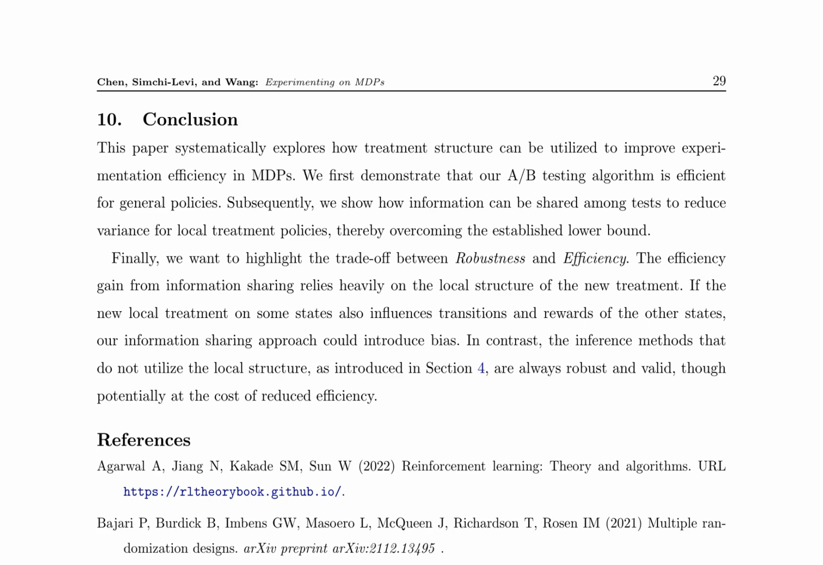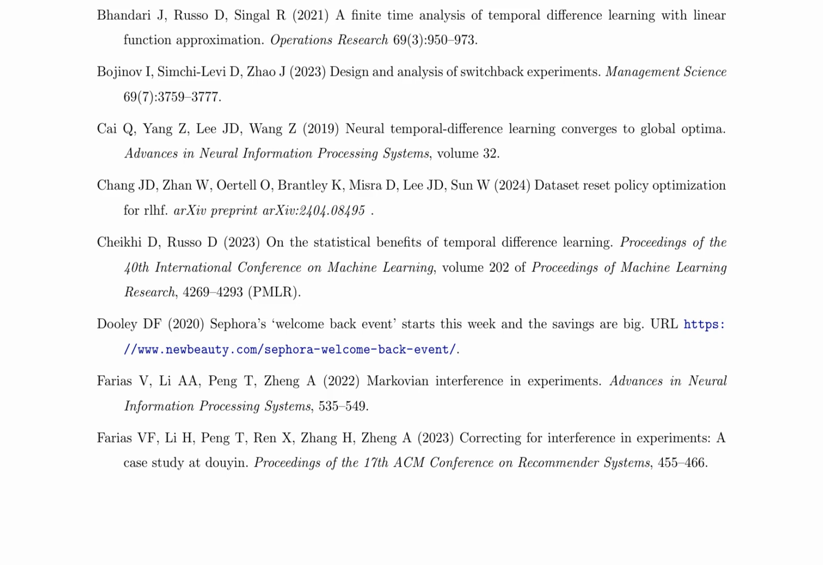The research paper systematically explores the application of treatment structure to enhance experimentation efficiency in Markov Decision Processes, MDPs. It begins by demonstrating the efficiency of an A/B testing algorithm for general policies and showcases how information sharing among tests can reduce variance for local treatment policies, surpassing the established lower bound.